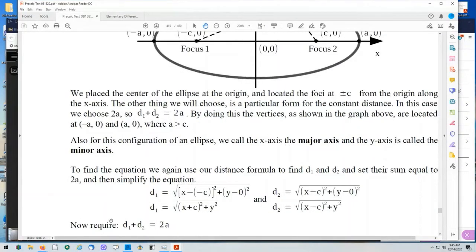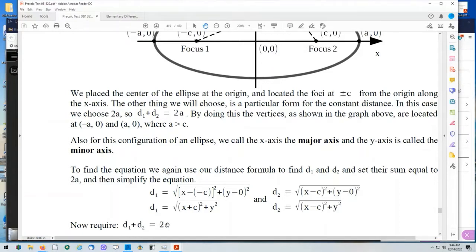Okay, so we want distance 1 plus distance 2 to be a constant. Now it turns out that to get a nice formula in the end, instead of setting it to a constant a, we'll arbitrarily set it to 2a. Initially it was set to a, and then someone figured out that the end formula is nicer if I choose it to be 2a rather than a.